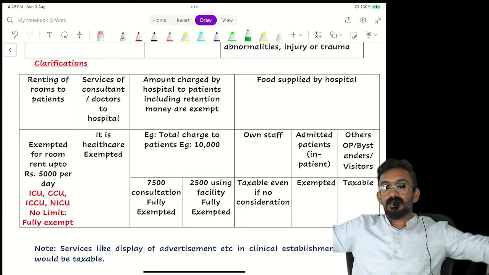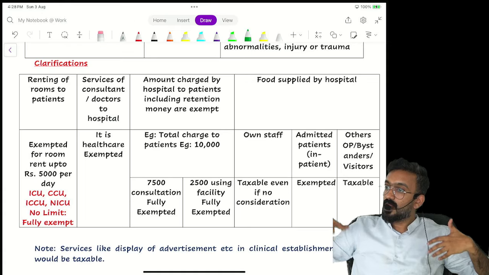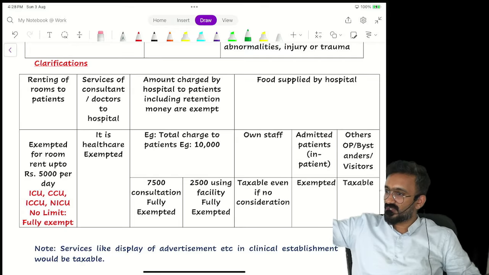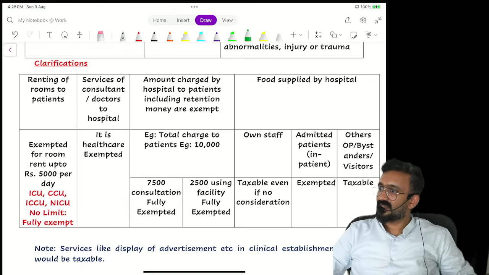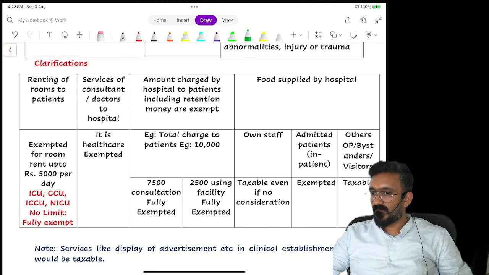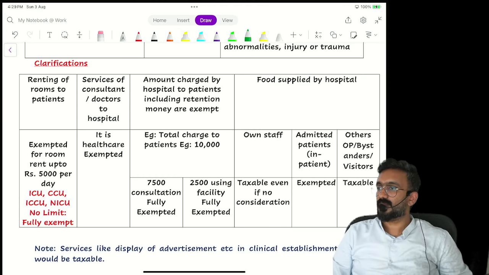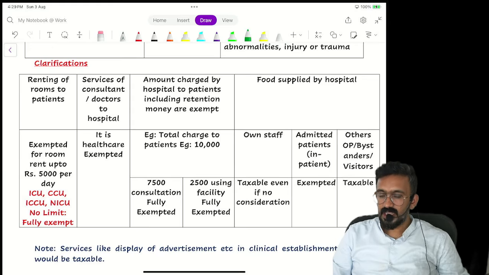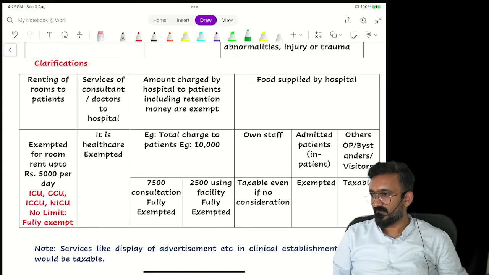The hospital sometimes charges 10,000 rupees from the patient, but only 7,500 rupees would be for treatment, and 2,500 would be for injection charges, nursing charges, checking pressure, etc. Would that entire 10,000 be exempted? Yes. 7,500 is treatment, 2,500 is using facilities or paramedical charges, and it would be fully exempt. What about the canteen supplying food to patients? Food can be supplied to patients and staff. Would it be taxable or exempt?